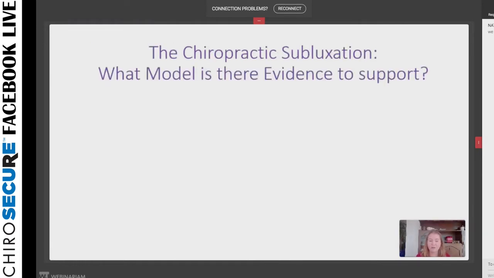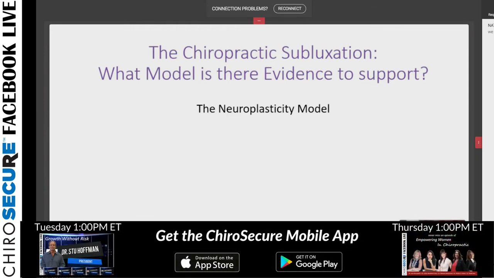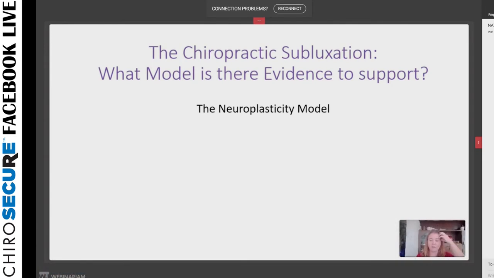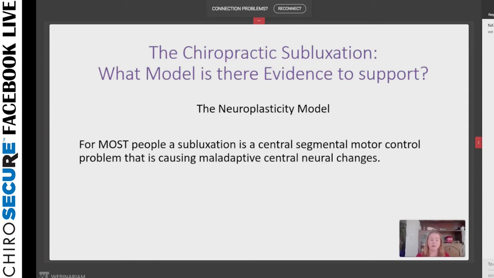So what theories or models of the subluxation do we have research evidence for? Well, we have a heap of evidence for a neuroplastic model. Even some of these animal research studies show a neuroplastic effect. Even if you are squashing the nerve root, it's changing the afferent information going back up to the brain, which changes the way the brain perceives what's going on in the body and the world around it. So even the squashed nerve root model evidence actually supports the neuroplasticity model. I would argue that for most people who are subluxated, the subluxation represents a central segmental motor control problem, which is causing maladaptive central neural changes. So it's a negative cycle.